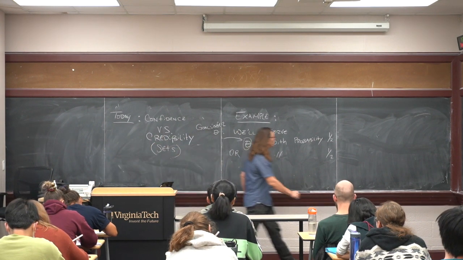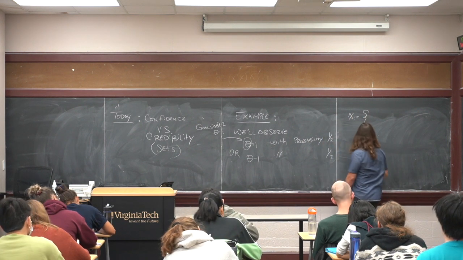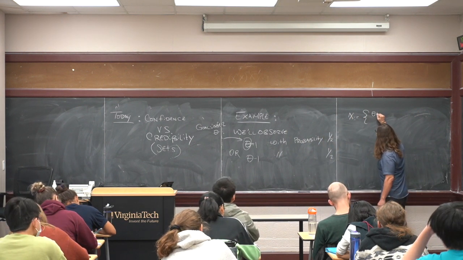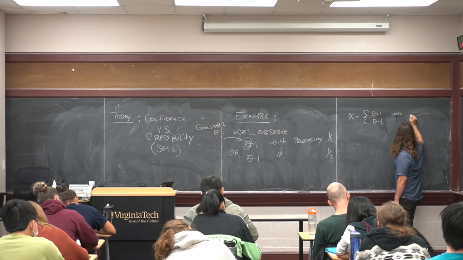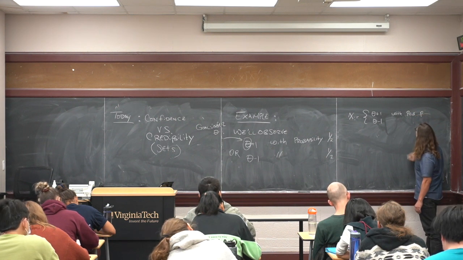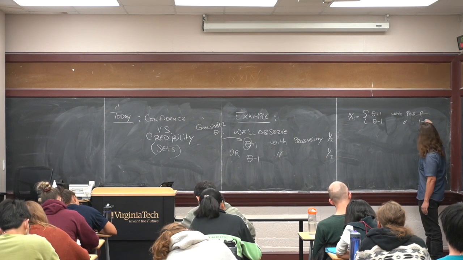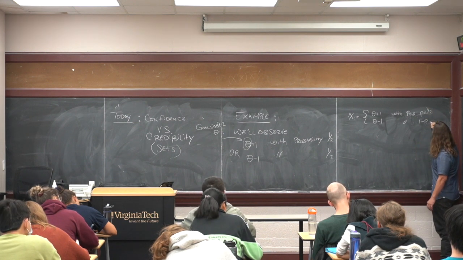So let me just write this down again. So x_i is going to be either theta plus 1 or theta minus 1. This happens with probability p. This happens with probability 1 minus p. And we'll let p be 1/2. So that's 1/2.